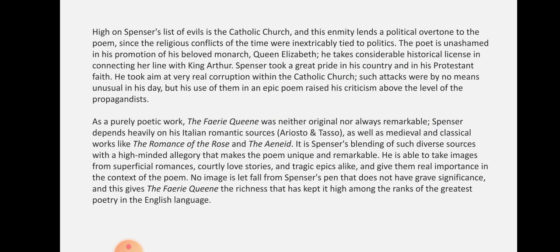For instance, in Dr. Faustus, you people have studied his source, German folklore. Similarly, here we can see the source of the Faerie Queene. It can be Italian, it can be medieval and classical works. A lot has been borrowed, though the subject and the people were new, the protagonists were his native people, his kings and queens, but the sources were from Italian romantic sources.